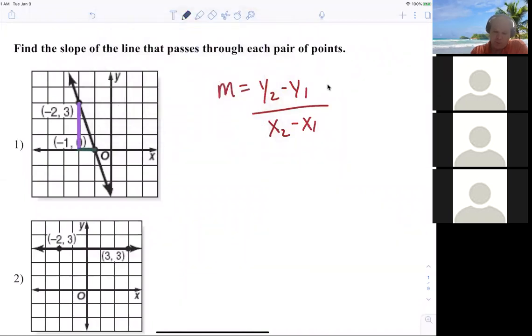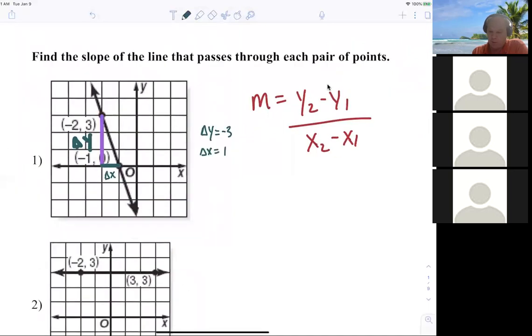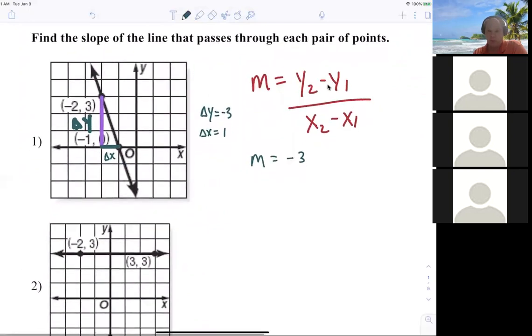Now, if you recall, we called this delta y, and we called this down here delta x. So delta is just the change. So we went down 3 units. So delta y is -3, and delta x is equal to 1. All right, so your slope is equal to -3. Anybody have any questions with that? Just remember, speak up if you have any questions, okay?